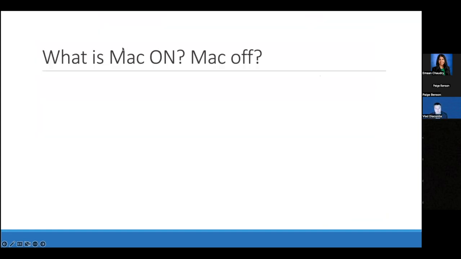So the question everybody has is, what is Mac on and Mac off? So I don't know if you guys want to go ahead and start putting some stuff in the chat. What does Mac on mean? What does Mac off mean? And why is it important? Why do people care? Why do people ask you, is it Mac on? Is it Mac off? Is it Mac on? Is it Mac off?